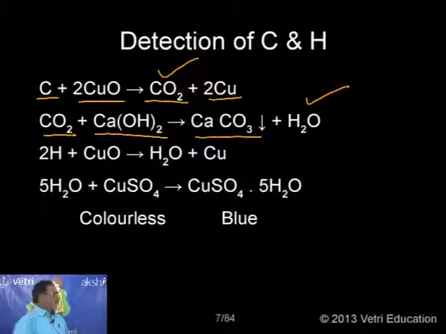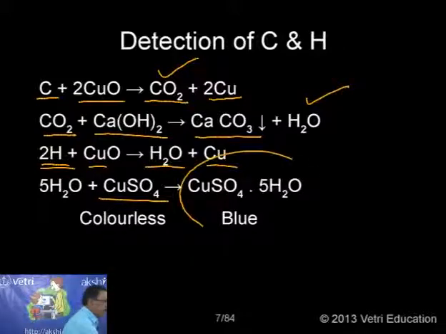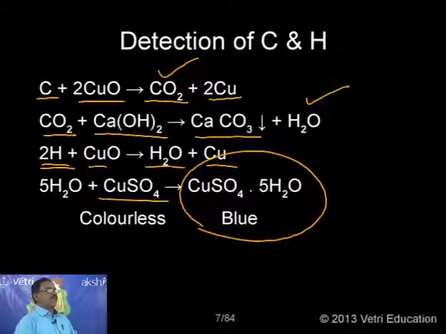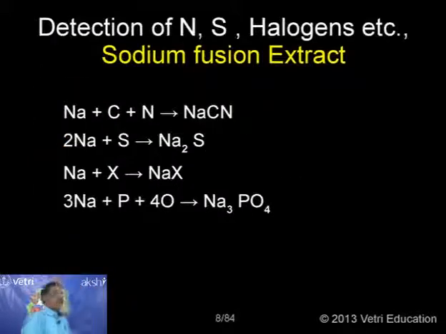First case. The second case: the hydrogen present in the organic compound, when we heat it with copper oxide, is converted into water and the copper is liberated. So the copper is again deposited. Now what will happen? This water, as vapors, when passed through anhydrous copper sulfate, which is colorless, after absorbing 5 water molecules becomes hydrated copper sulfate, which is blue. So the formation of blue color indicates there is water, and water means there is hydrogen. So this is the way we can detect carbon and hydrogen present in an organic compound.